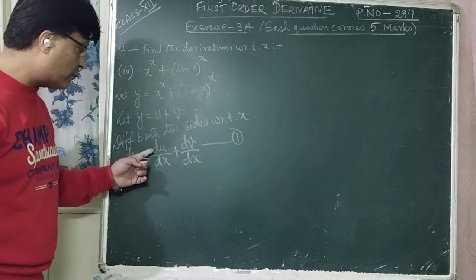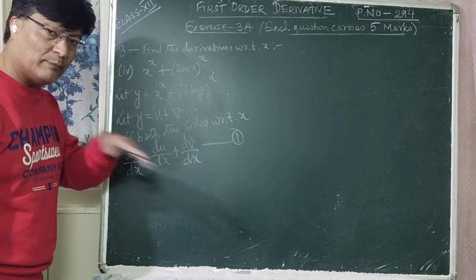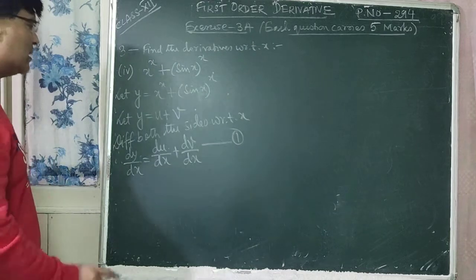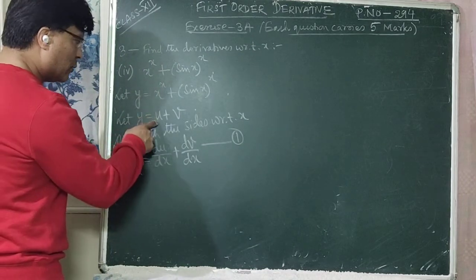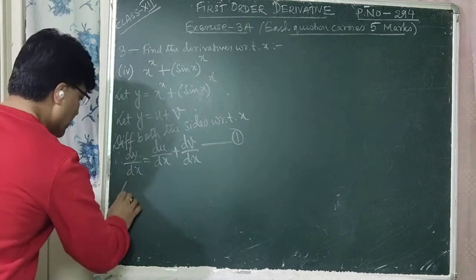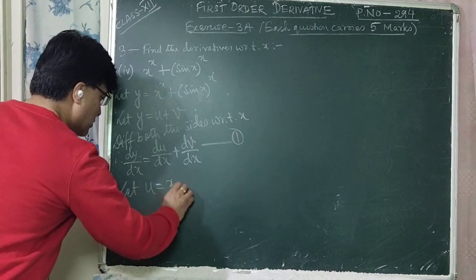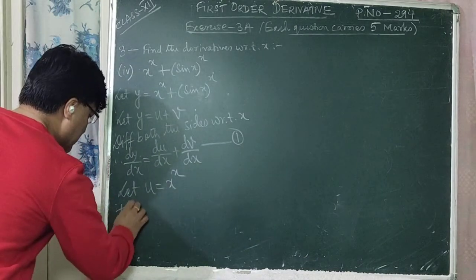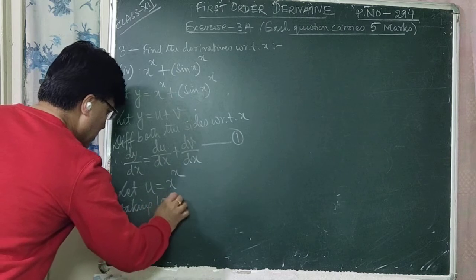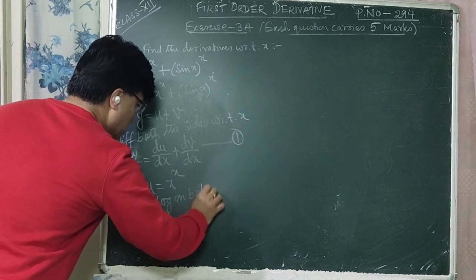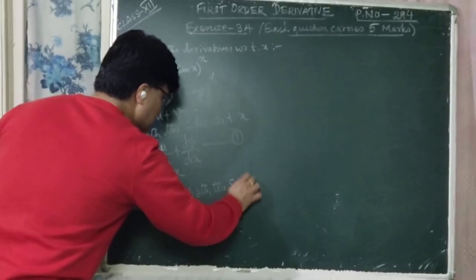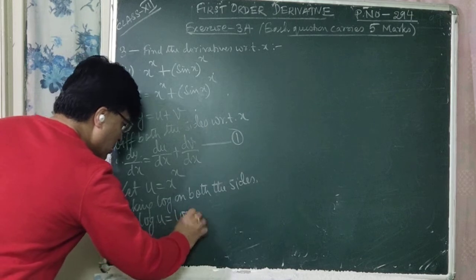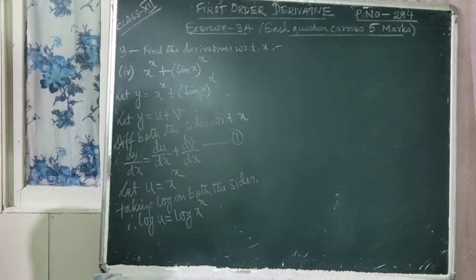Now we have to get the values of both du by dx and dv by dx and put them in number 1 to get the value of dy by dx. Now let us first find out du by dx. Actually, what is u? x to the power x. So let u is equal to x to the power x. Okay. Now take log on both the sides. So what do we get? log u is equal to log x to the power x.